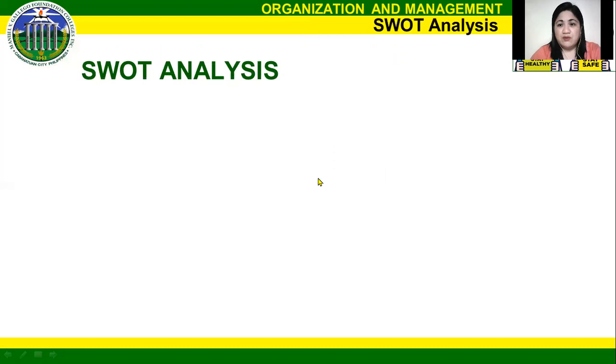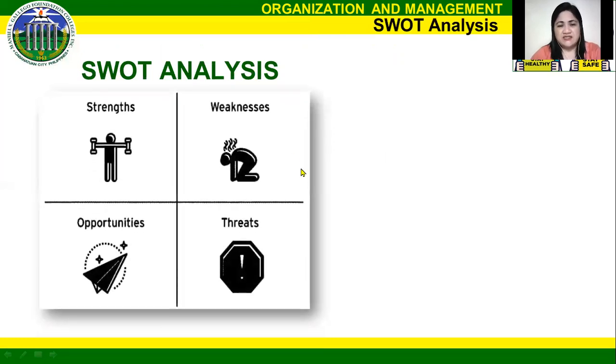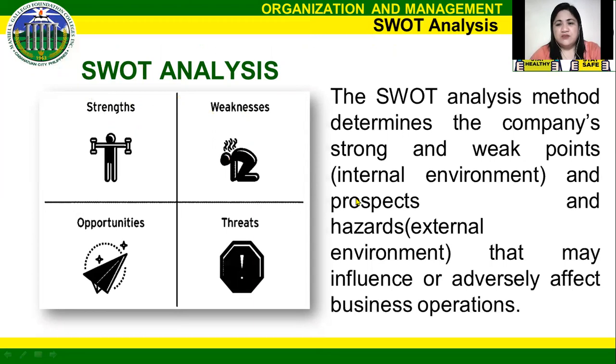So now we proceed to our main lesson, which is the SWOT analysis. SWOT stands for the acronym wherein S is the strengths, W refers to the weakness, O means opportunities, and T are threats. So the SWOT analysis method determines the company's strong and weak points, which are usually found in the internal environment, and the prospects and hazards, which are identified in the external environment.